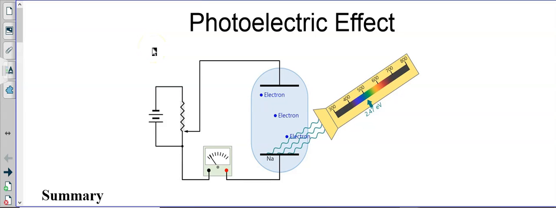Hi, and welcome to the next video in the physics video lesson series on modern physics. Today we'll be discussing the photoelectric effect.